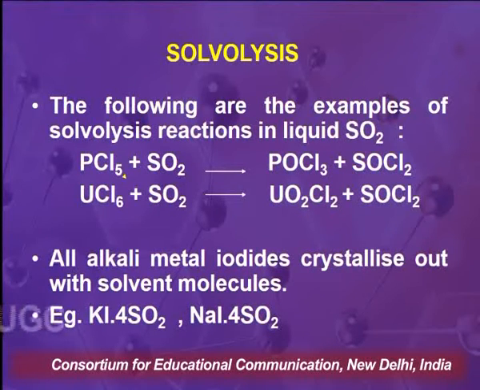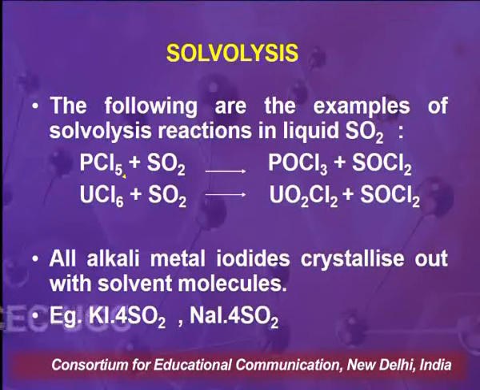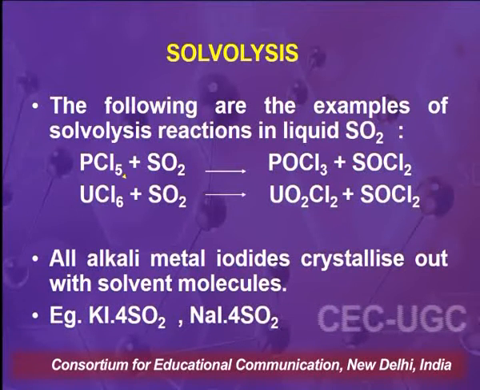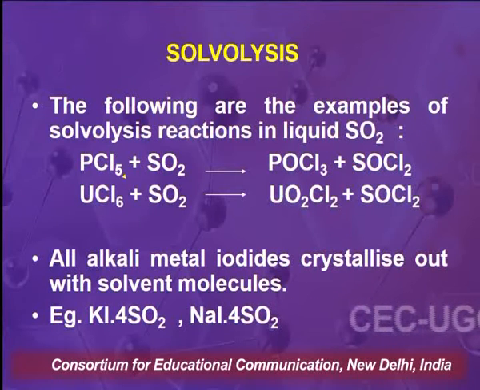We need a solvent for all reactions because reactions can never take place in the solid state. They all take place in a state where ions are formed. So it forms phosphoryl chloride and along with this thionyl chloride, SOCl2. Similarly, uranium compound UCl6 along with SO2, which is sulfur dioxide in presence of liquid sulfur dioxide as a solvent, forms uranyl chloride and SOCl2, which is thionyl chloride.